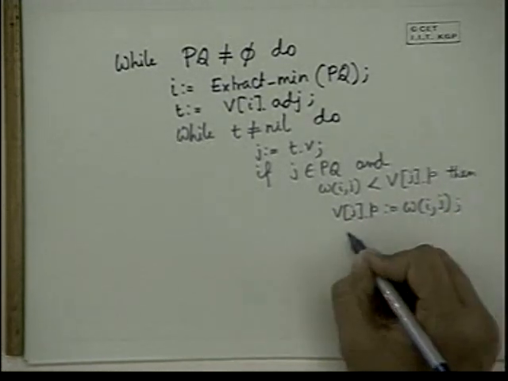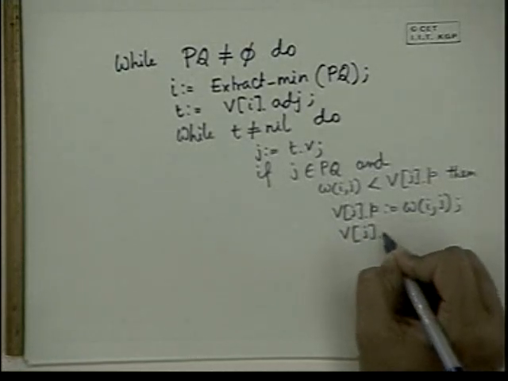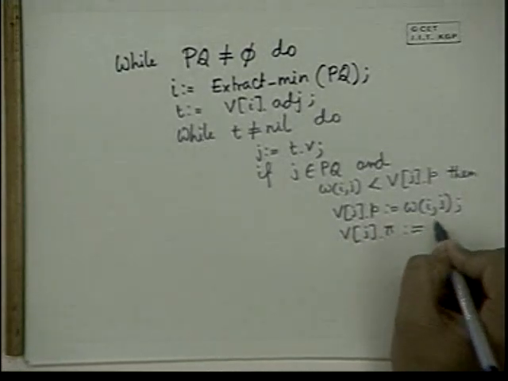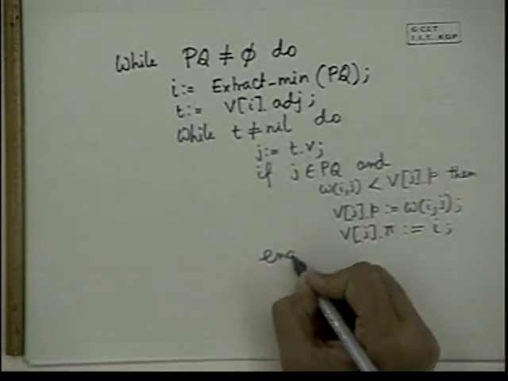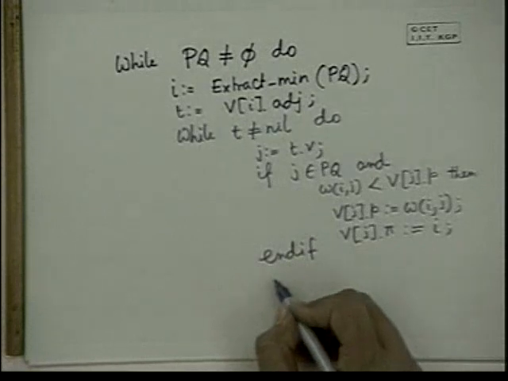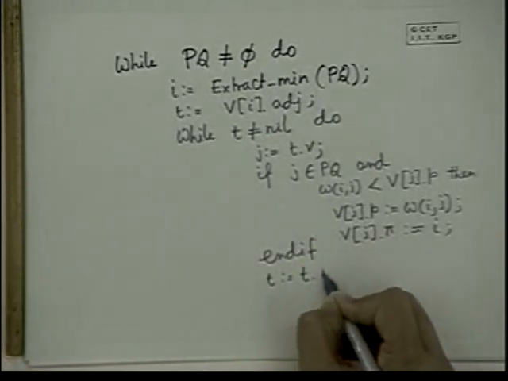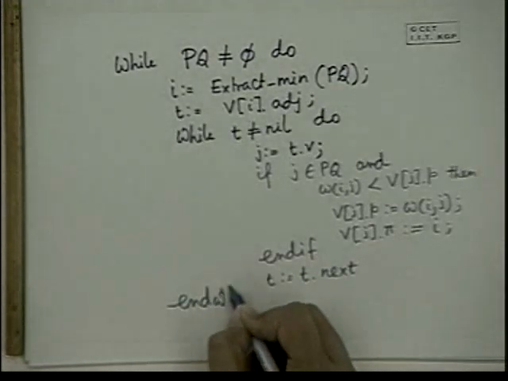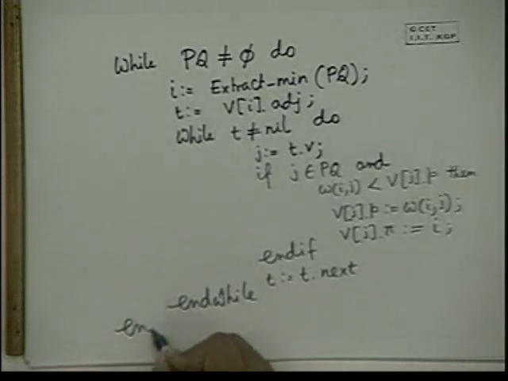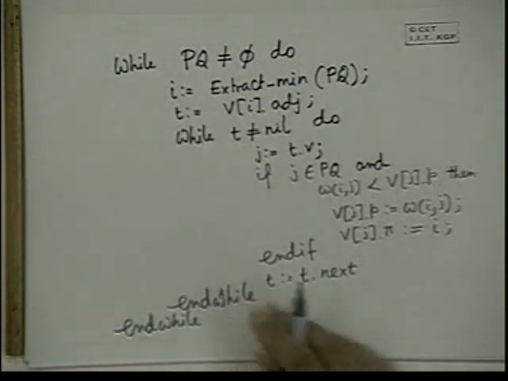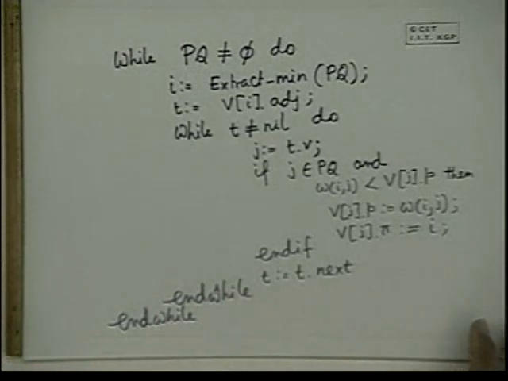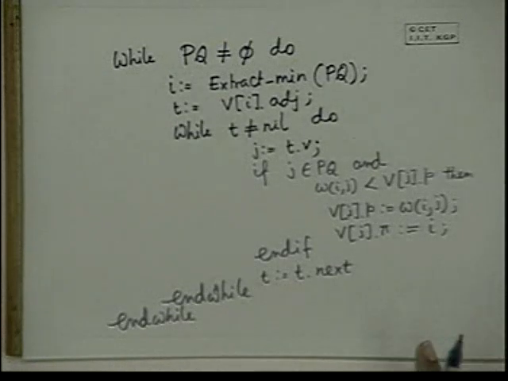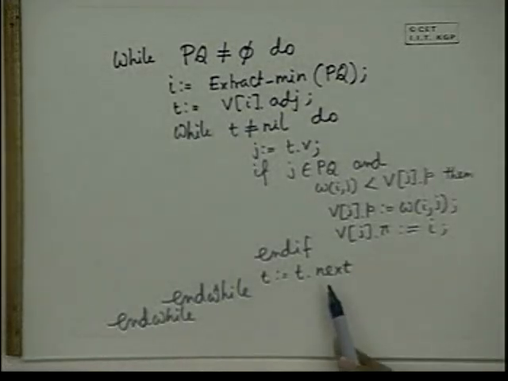I'll explain all this. vj dot pi is equal to i, and if t is equal to t dot next, and while, and while. That's it. That is the algorithm. Such a simple code. Only a few lines of code. If you have an implementation of a priority queue, you can implement this MST algorithm within an hour probably.